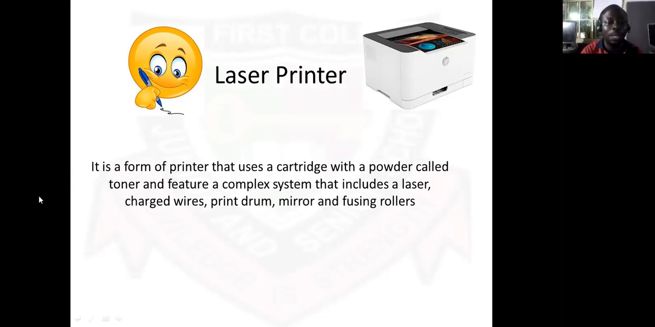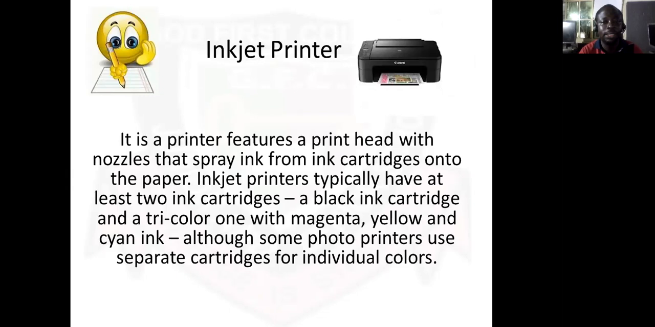Let me continue with what I was reading. It features a complex system that includes a laser, charge wire, print drum, mirror, fusing rollers. It is basically designed to print in large quantities. Now, this printer is rugged, and better in terms of printing rates than the what? Than this printer. This printer can only print for a what? For a few days, limited copies.